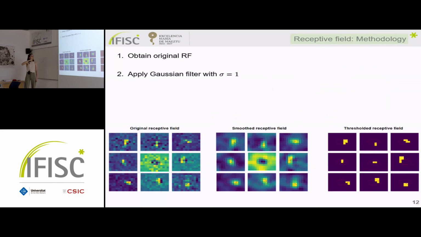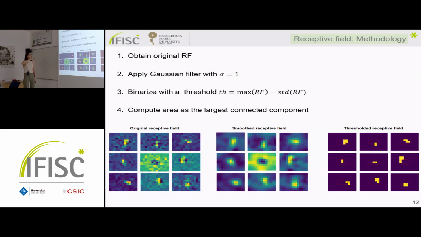Then we have to apply a Gaussian filter to smooth the image. We are following a methodology as it was done experimentally. We then binarize the matrix to obtain just zeros and ones by applying a threshold, which is the maximum of the receptive field minus the standard deviation of the smoothed version. And finally, we compute the area as the size of the largest connected component. And this is an example for 9 neurons.